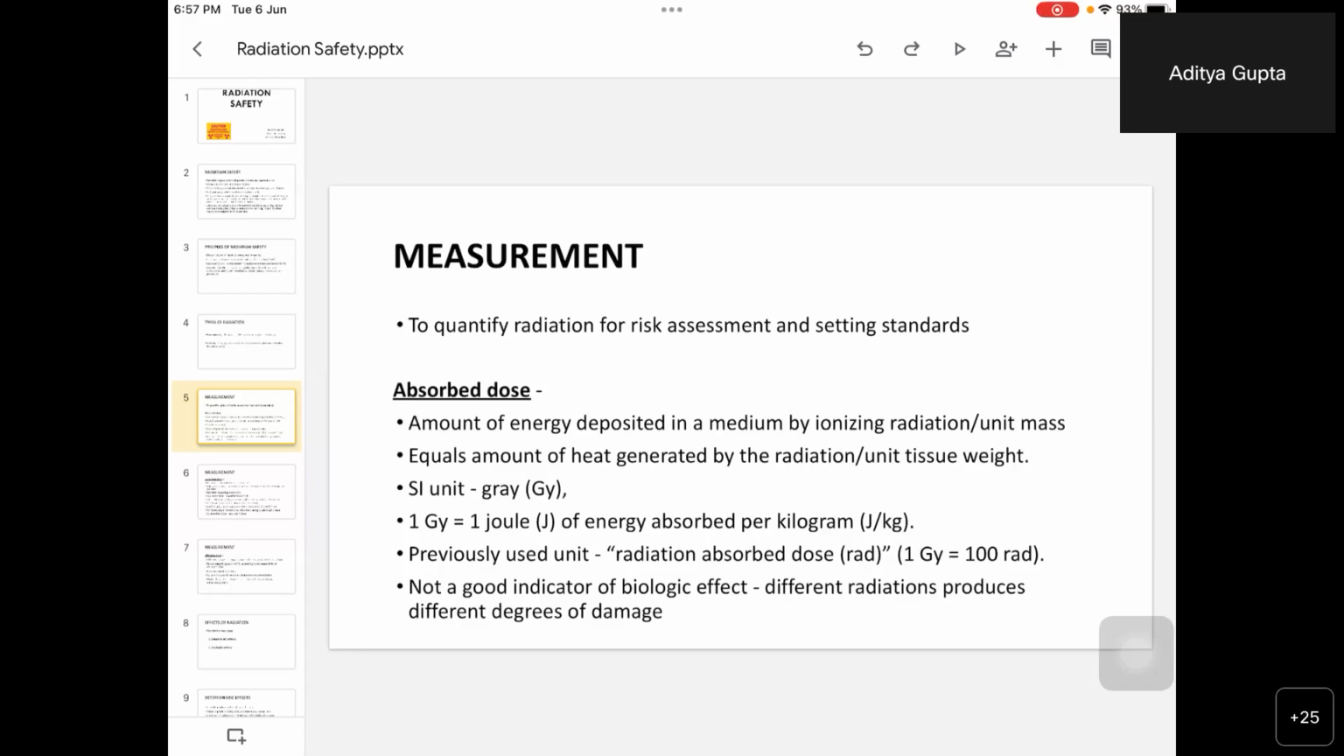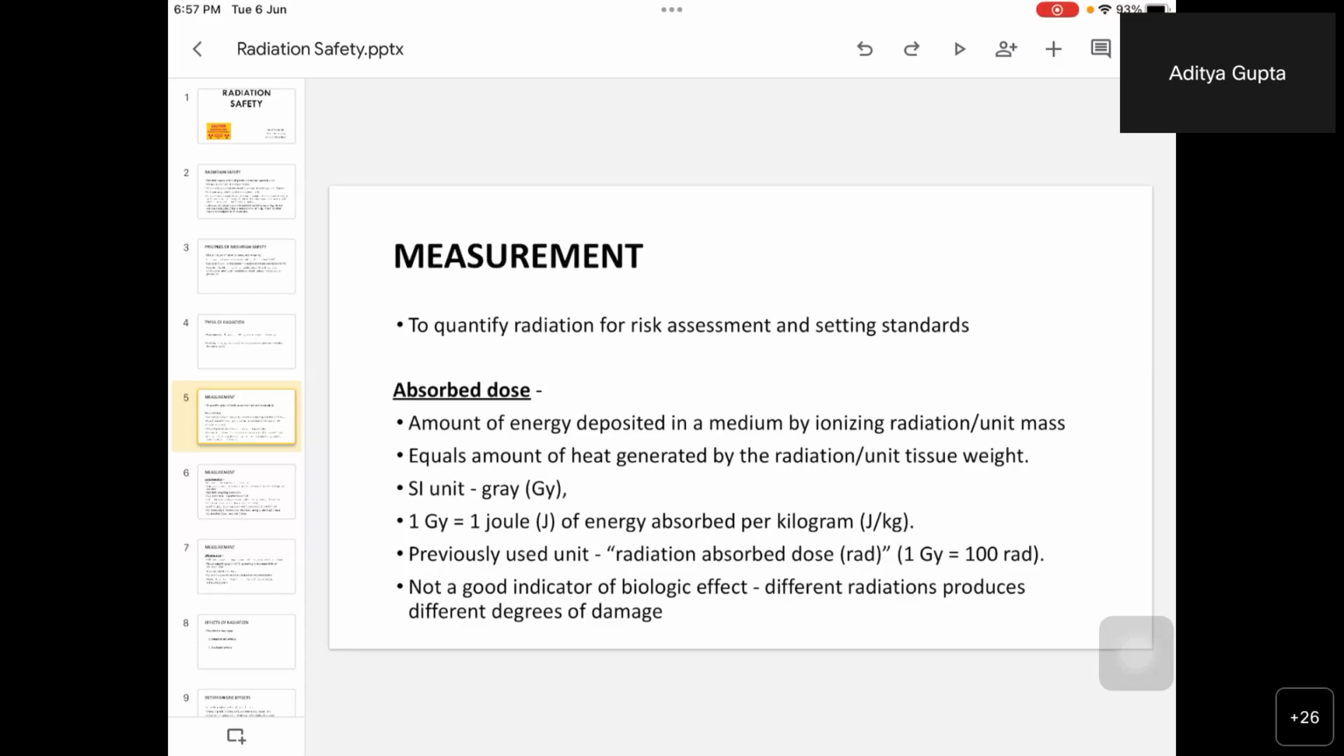How to quantify the radiation? There is absorbed dose, which is the amount of energy deposited in a medium by ionizing radiation per unit mass. It equals the amount of heat generated by the radiation per unit tissue weight. The SI unit of absorbed dose is the gray, where 1 gray is equal to 1 joule of energy absorbed per kg weight.